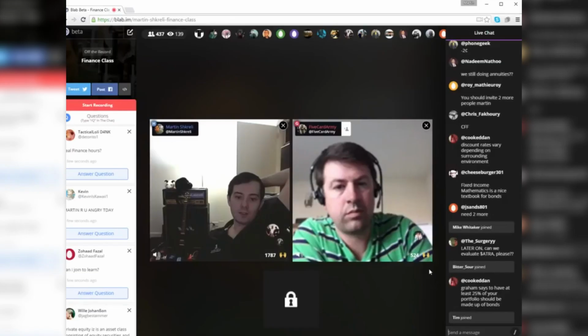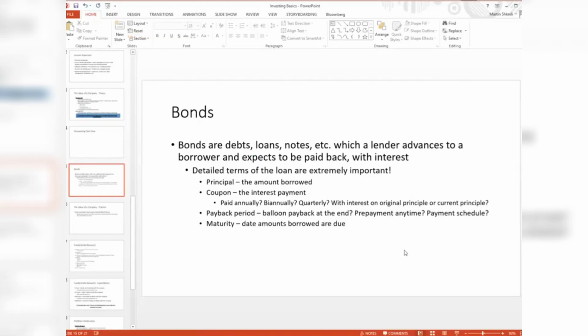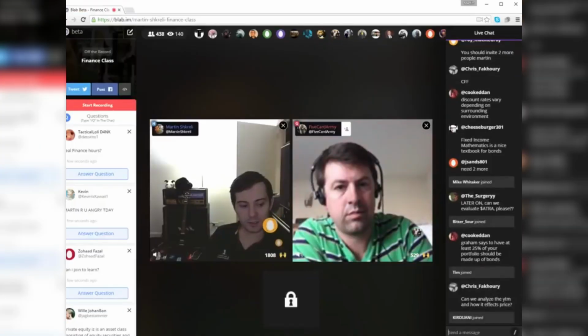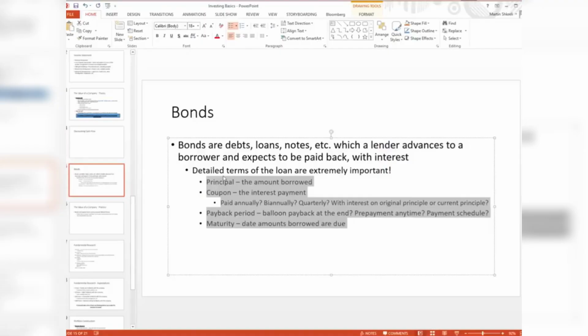Now the details, what we call the terms of that loan, are very important. We've got a couple of key things. The first is the principal, and that's the amount that we borrow. The next is the coupon, which is the interest payment. Now, the interest payment can be calculated in all kinds of ways. It can be paid annually, biannually, quarterly, and it depends on the principal amount. Is the coupon fixed? Is it based on the current principal? And that relates to something called the payback period or the maturity.